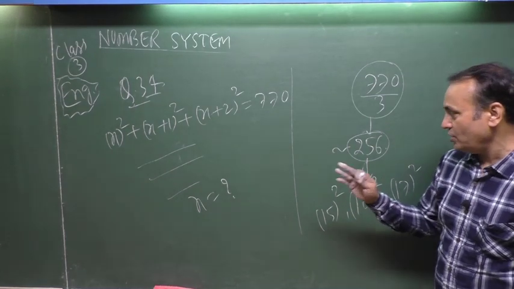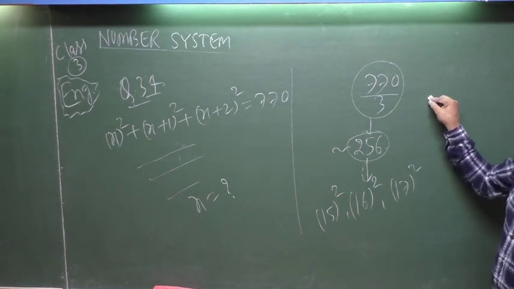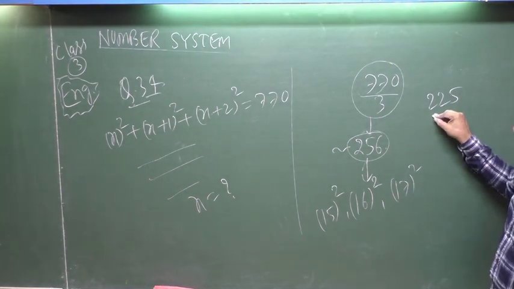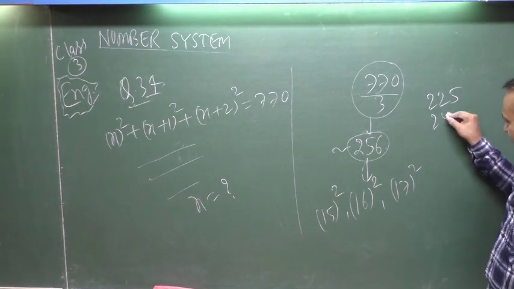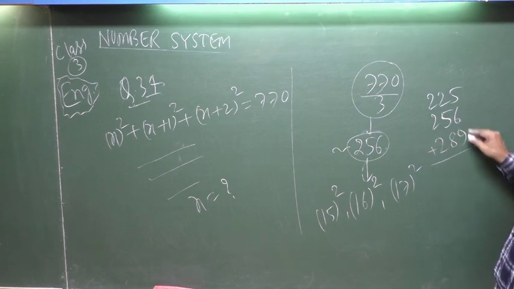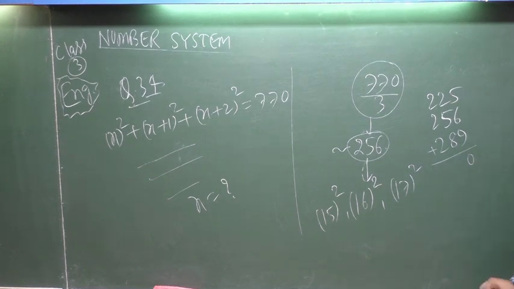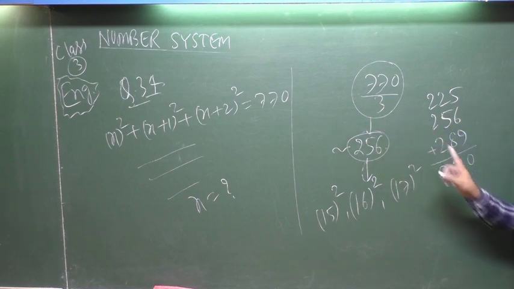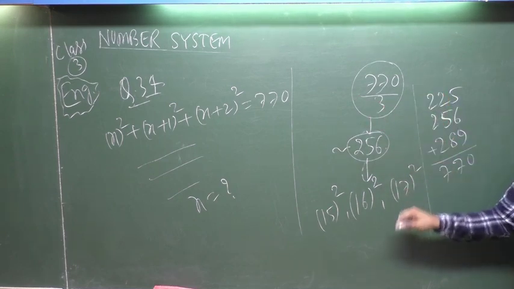I would like to show here as well. See here, 15 square 225, 16 square 256, 17 square 289. Add: 5, 6, 11, 9, 20. Thereafter 2, 2, 4, 5, 9, 7. This is 770, this is 770. That means your answer is right.